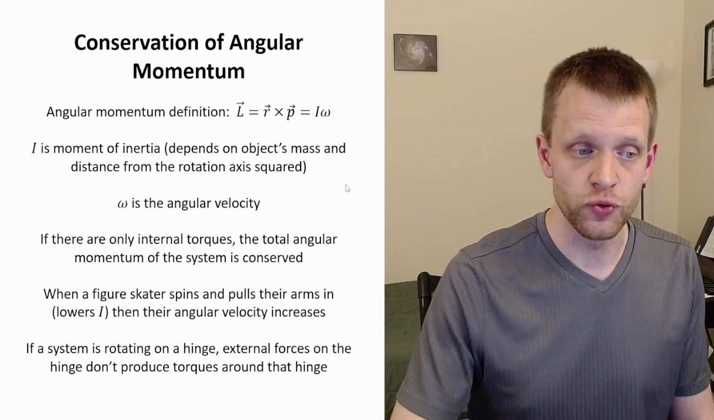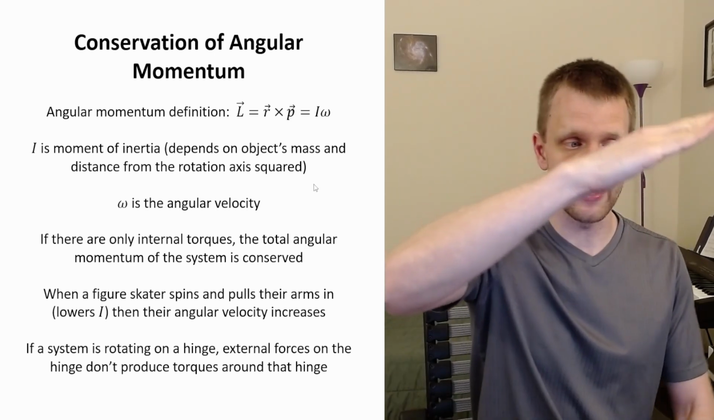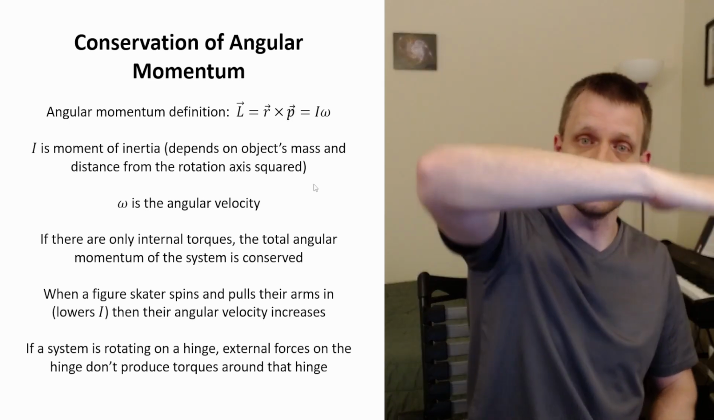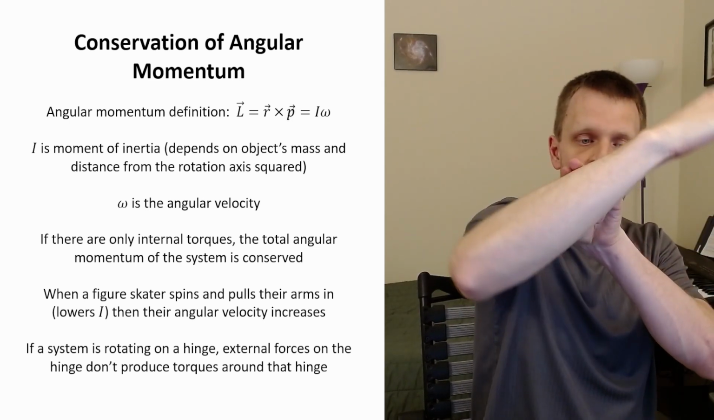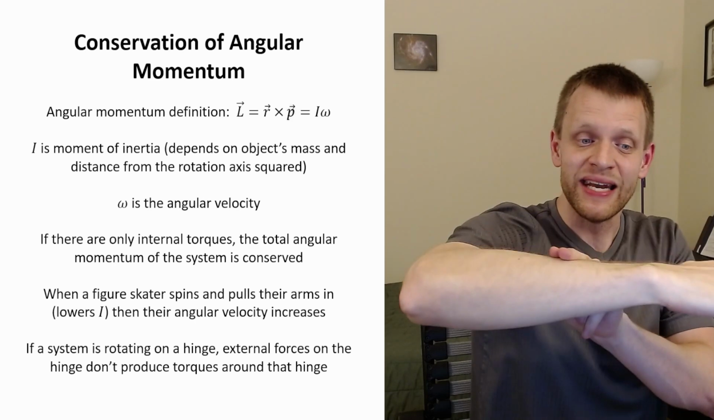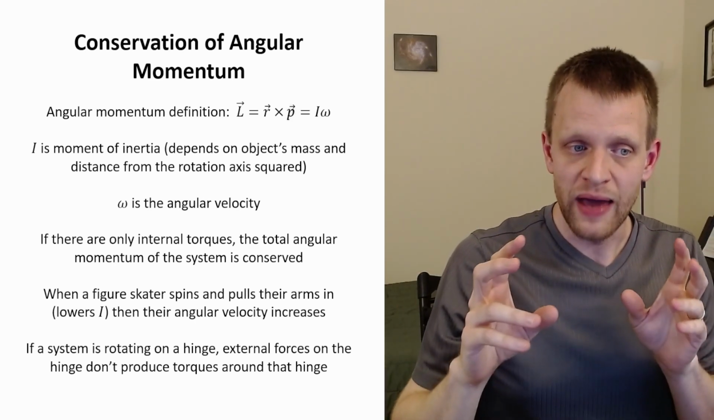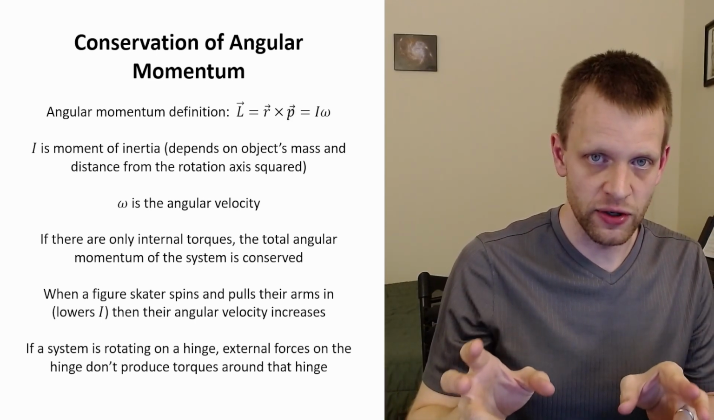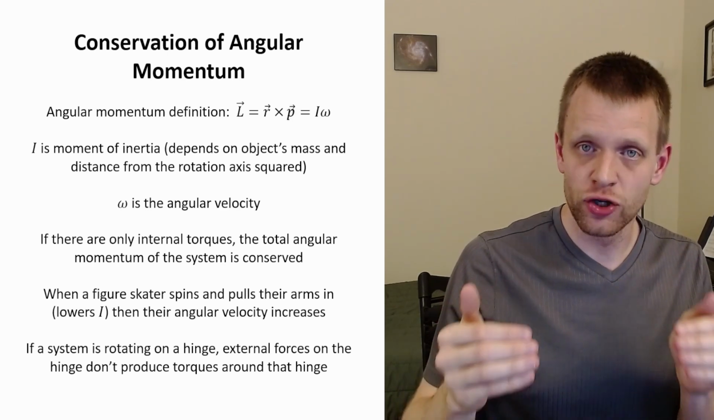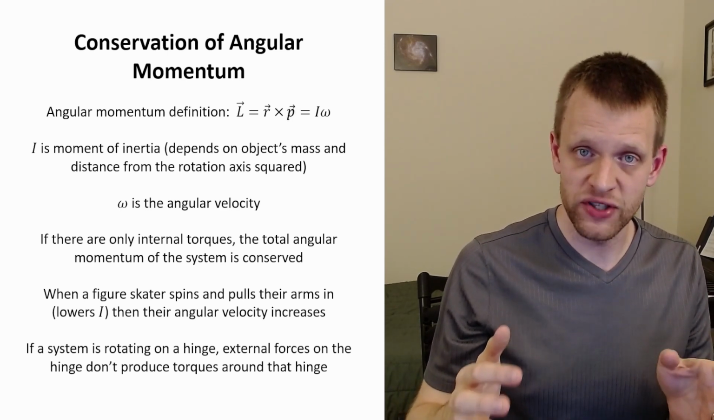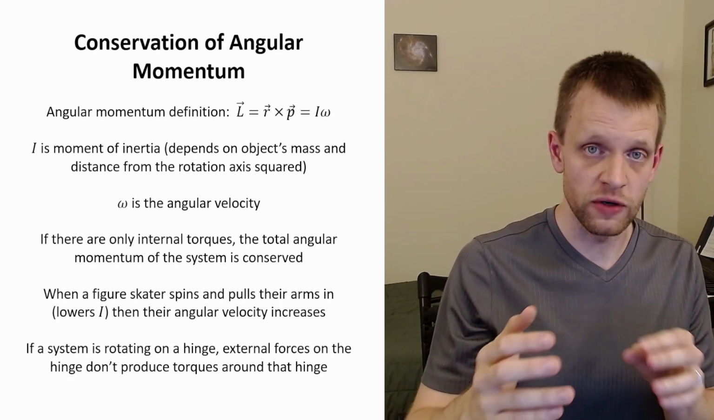Another example of this would be if a system is rotating on a hinge. So let's say I have a lever that's rotating on a hinge. Again, if there are no external torques acting on the system, then the total angular momentum of that system will be conserved.